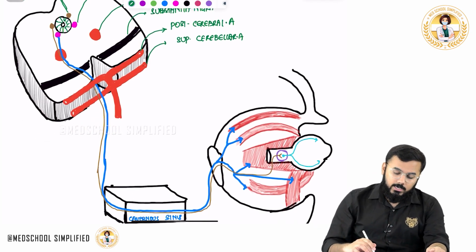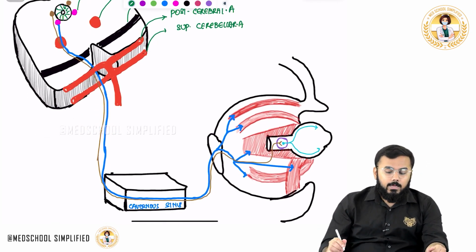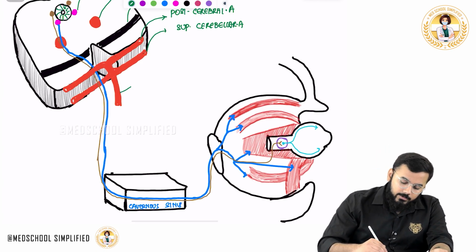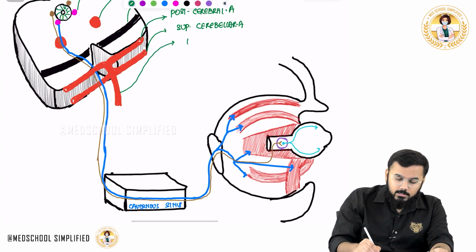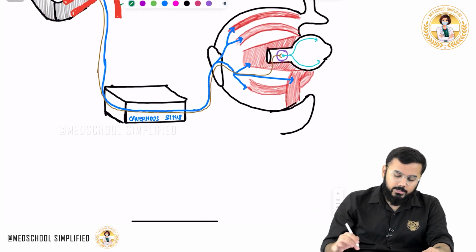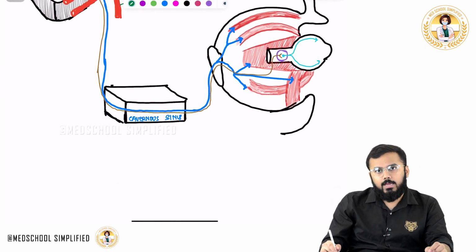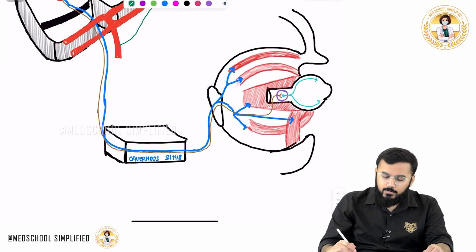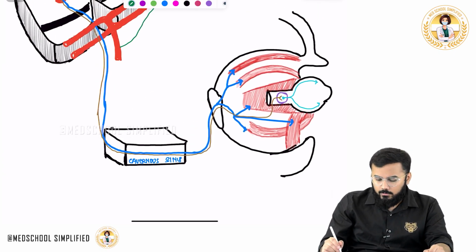Now, the posterior cerebral artery and superior cerebellar artery are coming from where? They are coming from this structure over here, which is your basilar artery. Next, this box which you can see is your cavernous sinus. And this is your eyeball.